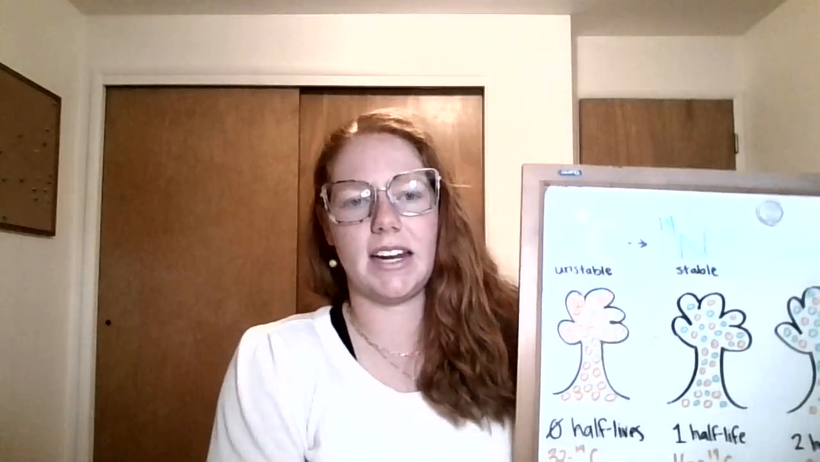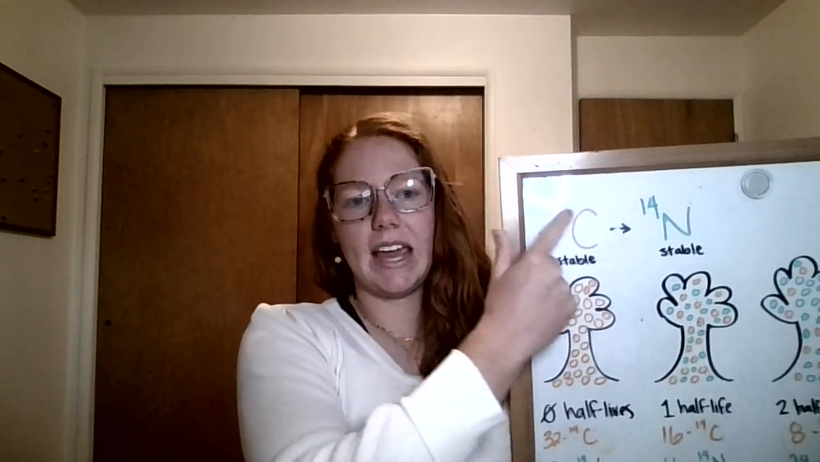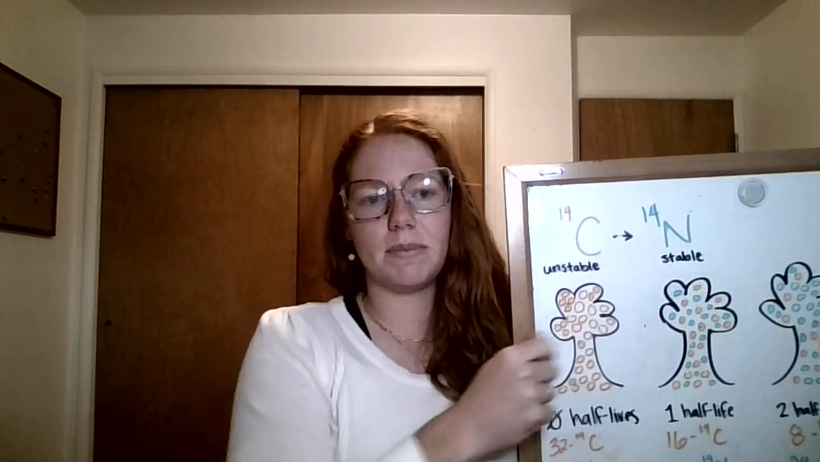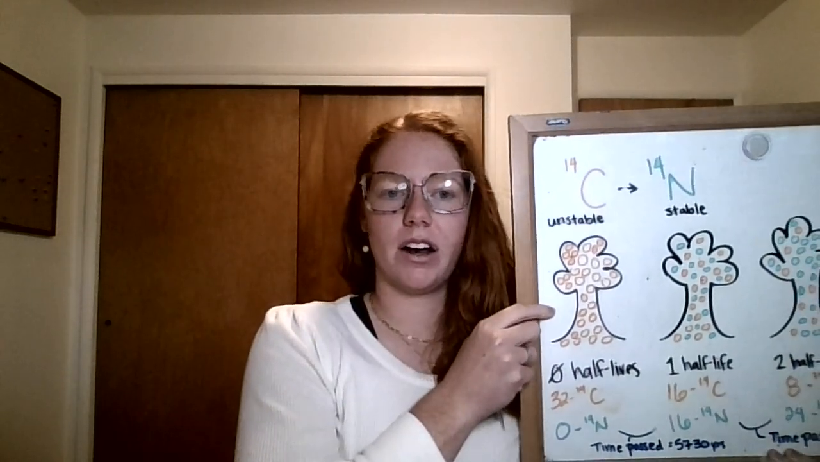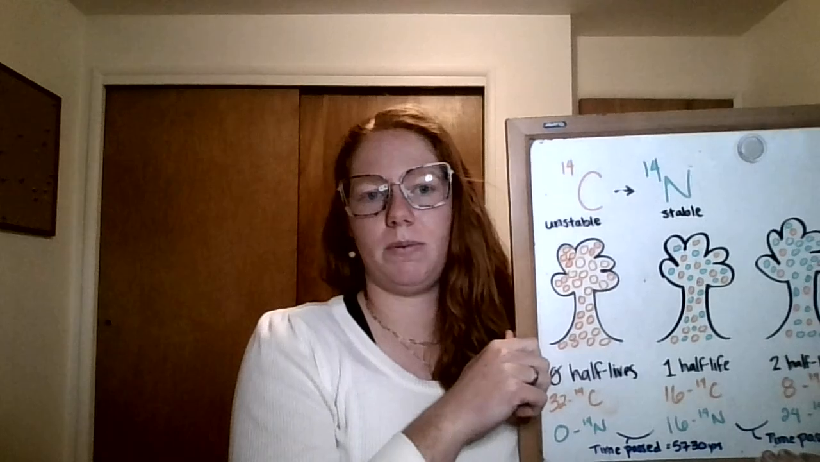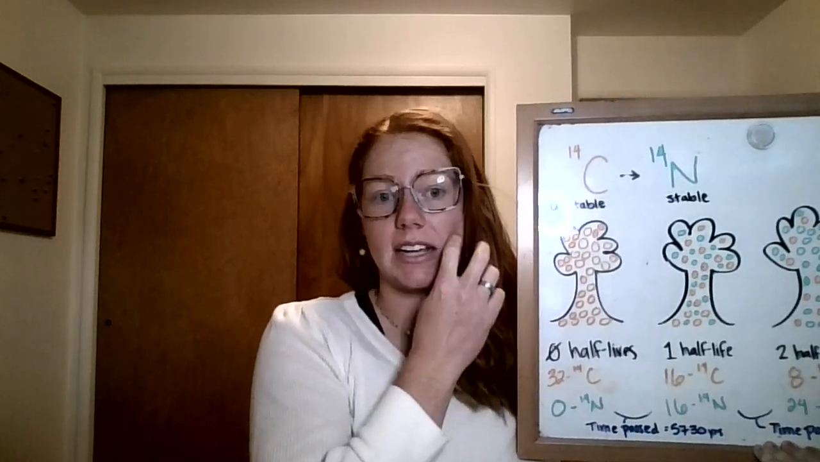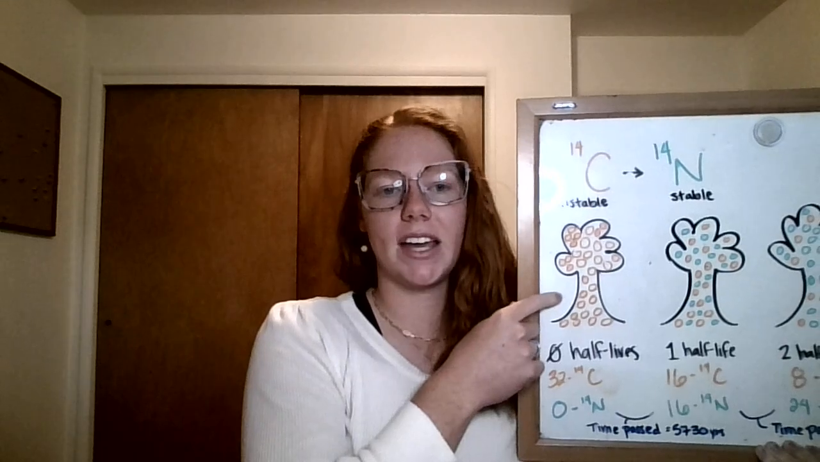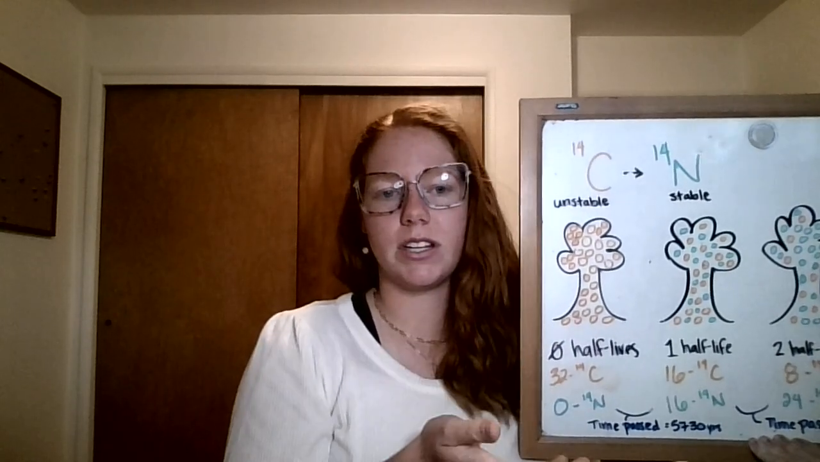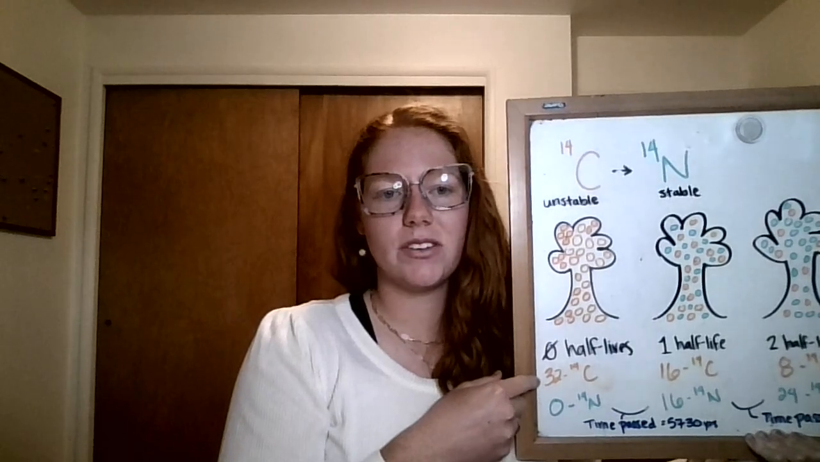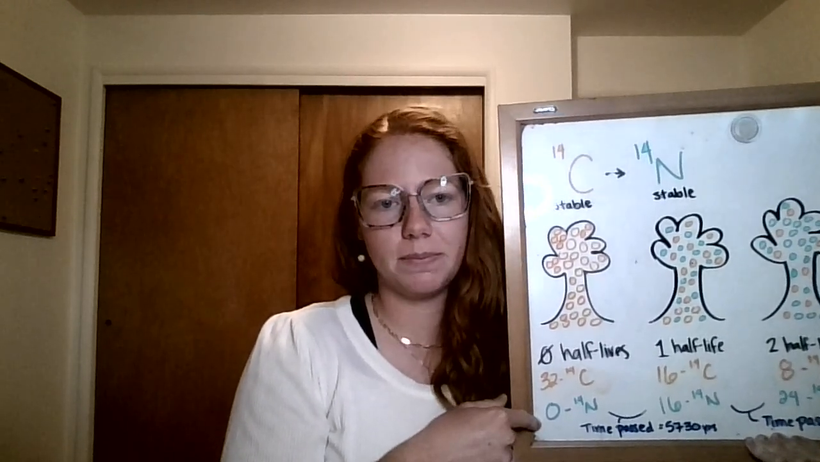In carbon dating, carbon-14 atoms, which are unstable, decay into nitrogen-14 atoms. And in living organisms, these carbon-14 atoms are consistently replenished by the food that they eat, or in this case, carbon dioxide that this tree takes in. And so they have a constant number of carbon-14. In this case, we'll use 32. But once that tree dies, these carbon atoms begin to break down into nitrogen atoms.